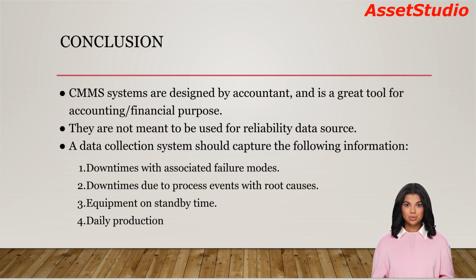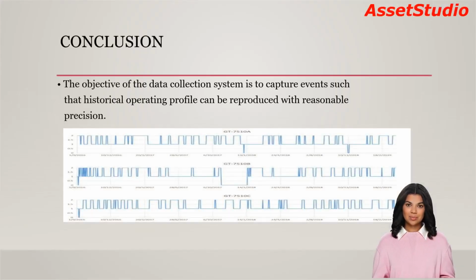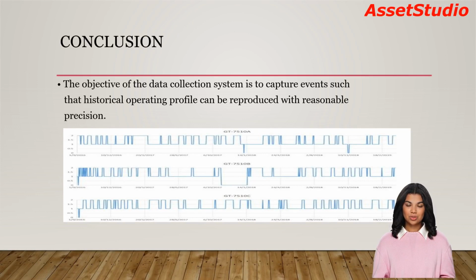Relying solely on work orders as the primary source of reliability data can be a recipe for failure in an enterprise reliability program. The objective of the data collection system is to capture events such that historical operating profile can be reproduced with reasonable precision. This allows the analyst to derive the failure rate behavior and downtime distribution of each critical equipment accurately.